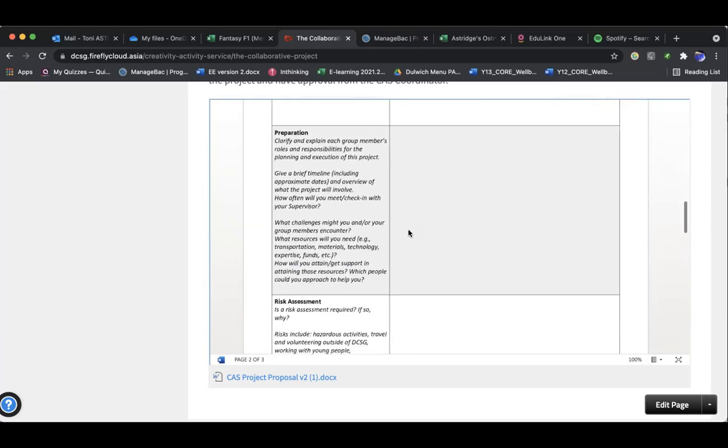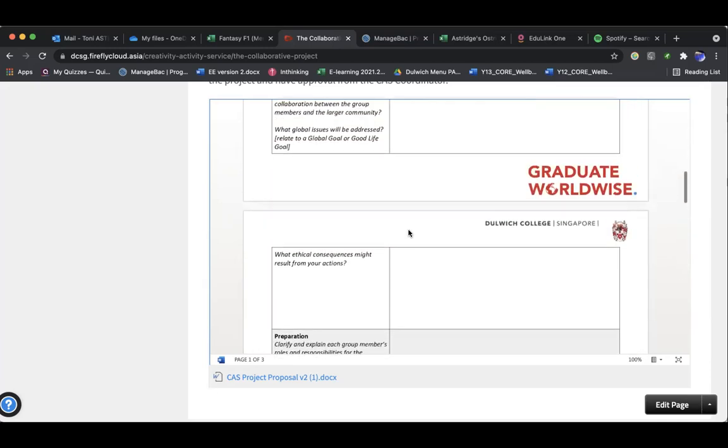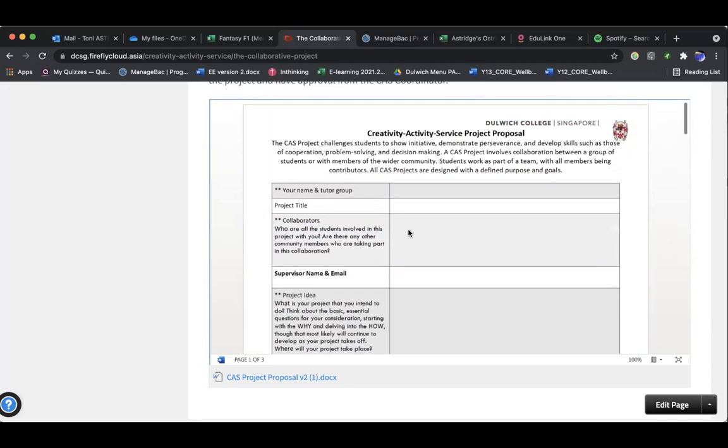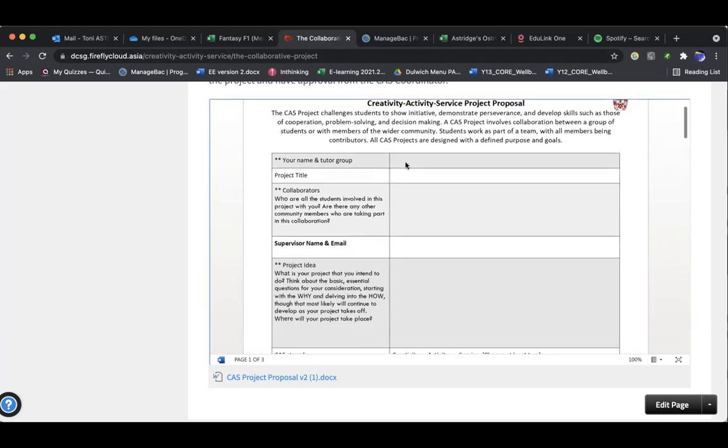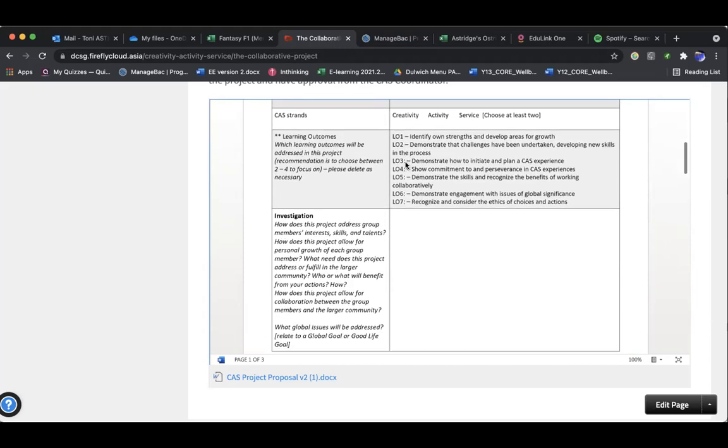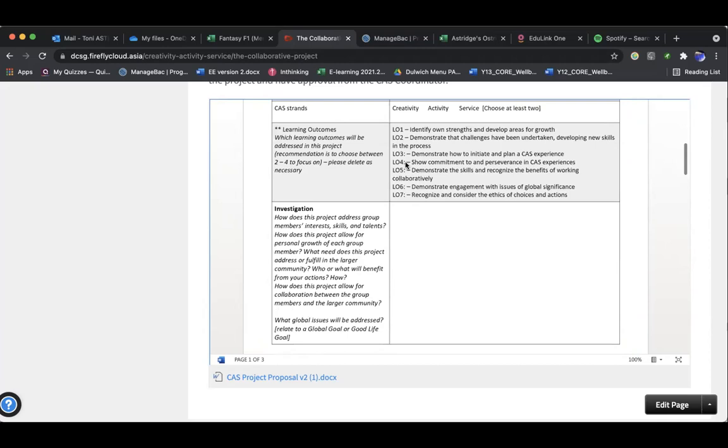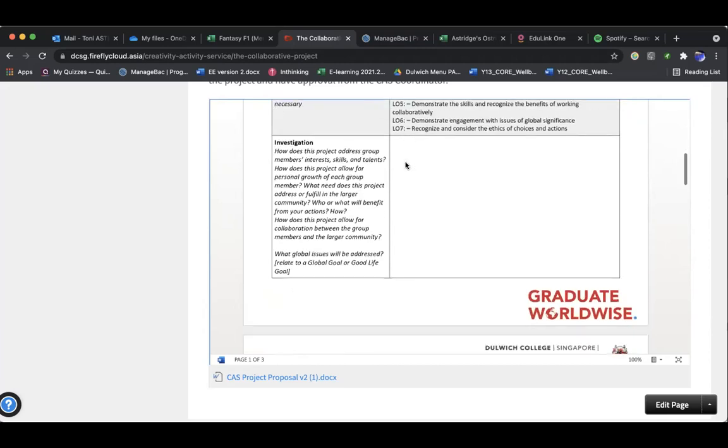So this document you will need to download and fill in as a group for me to then check over as your project proposal when you add it into ManageBack. So this form has to be in your ManageBack under your project section. And obviously you can then add it by ticking that little box that says CAS project, and I can check over your project proposal. It is sensible to send me this before you upload it into ManageBack in case anything needs changing.